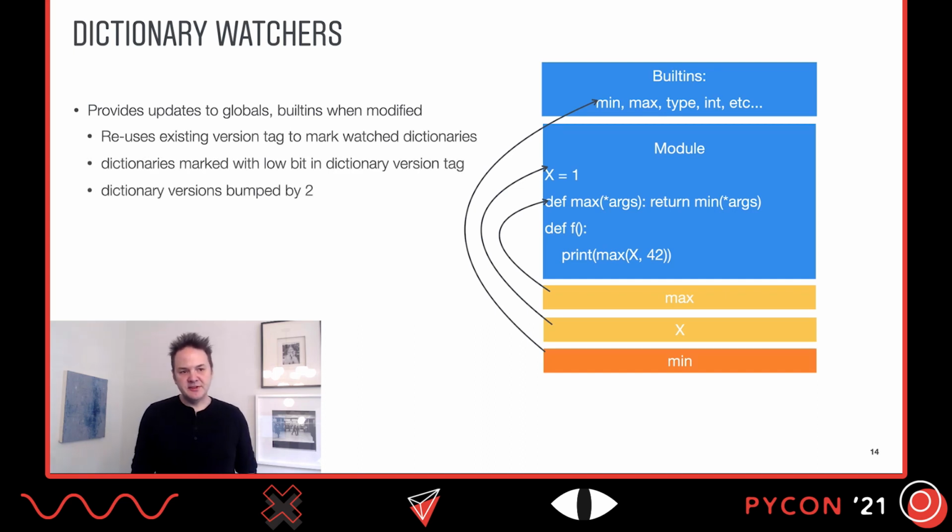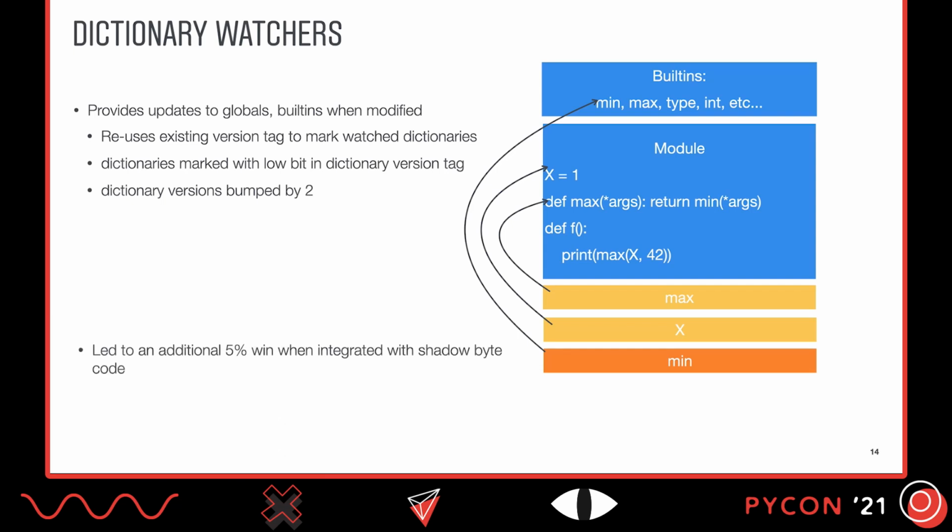The way we've implemented this is to reuse the existing version tag to watch dictionaries. And the way that works is dictionaries are marked with a low bit in the dictionary version tag. So now whenever we're updating a dictionary version, we actually bump it by 2 instead of bumping it by 1. And we can just check that low bit to know whether or not a dictionary is being watched whenever a dictionary gets mutated. So this gives us a really low overhead way to implement this feature. And when we integrate this in with shadow bytecode, because it was originally an optimization that we used in the JIT, which I'll talk about soon, it ended up being an extra 5% win on top of the existing shadow bytecode.